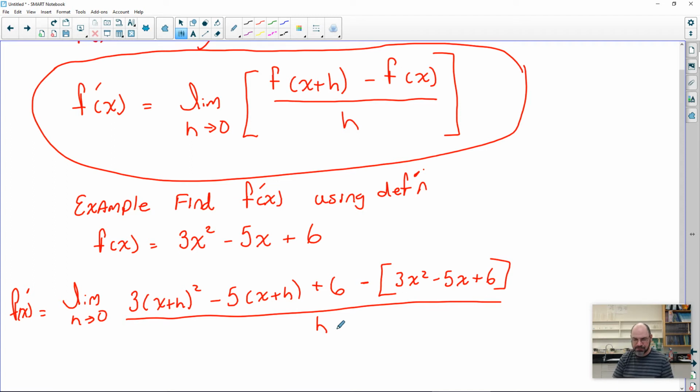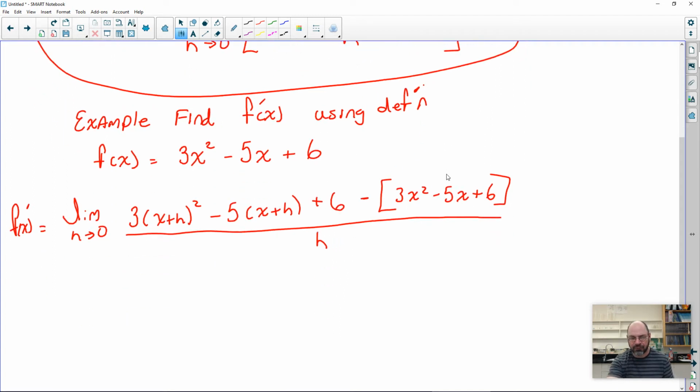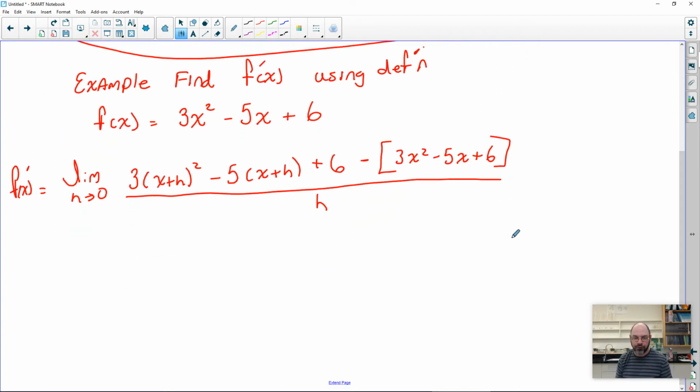So we have to expand this. So let's slide this up so we can see it a little better now. So we're going to expand this. Now we know that this is x squared plus 2hx plus h squared when we square that, because we just did that with the other one. So let's write that in.